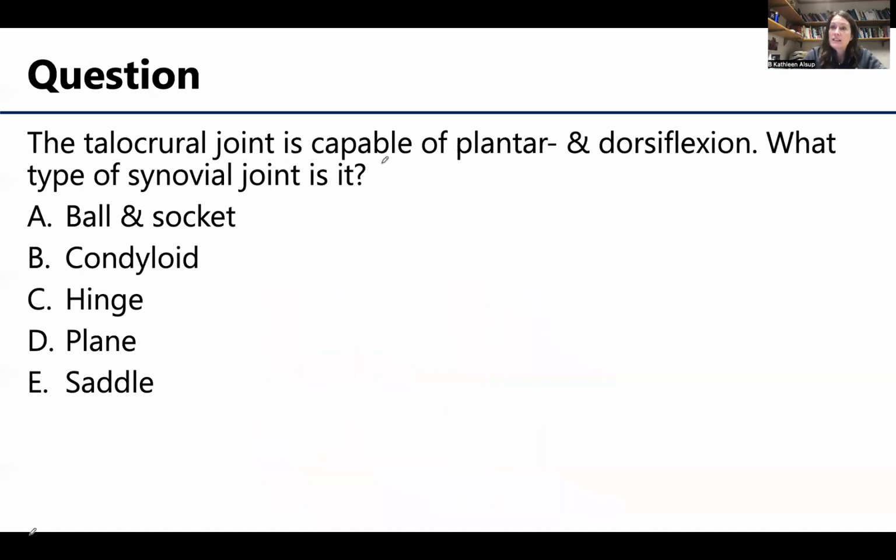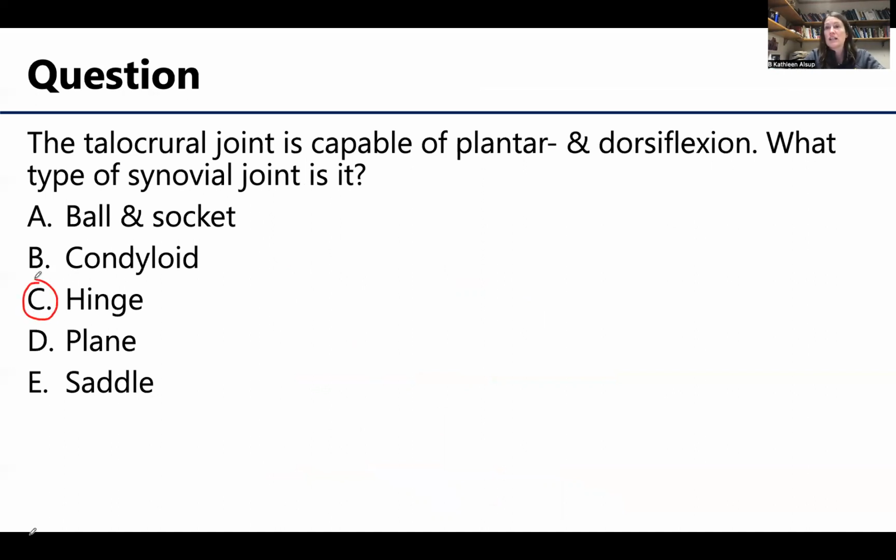All right, excellent. So this one is a real simple question, something I hope that we've gotten down. If not, we certainly need to make sure we review. So the talocrural joint is capable of plantar as well as dorsiflexion. What type of synovial joint is it? So pause the video if you need time. And when you're ready, I hope you have landed on C, hinge joint.